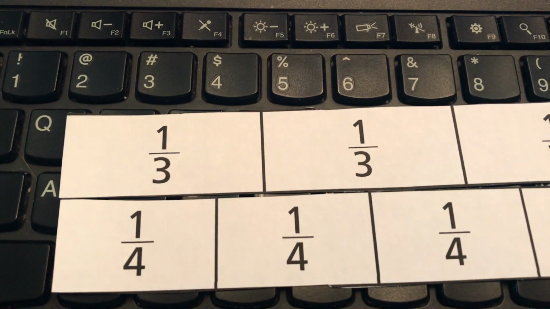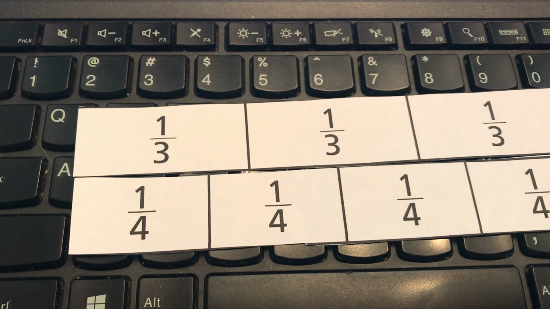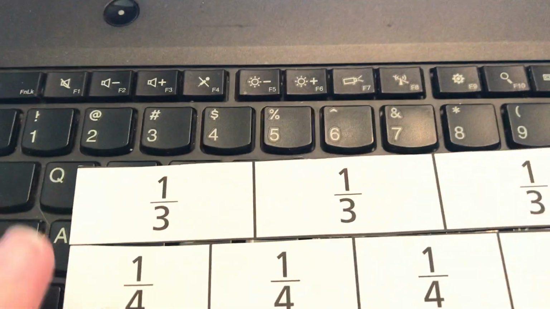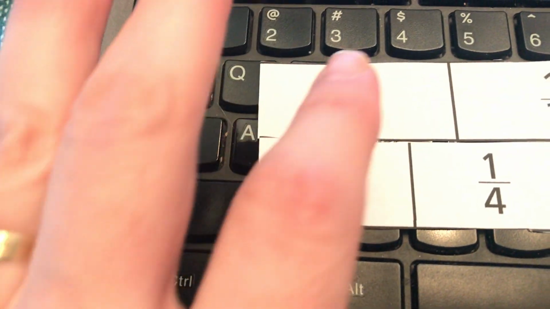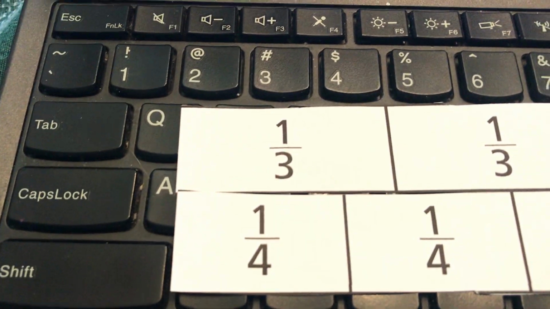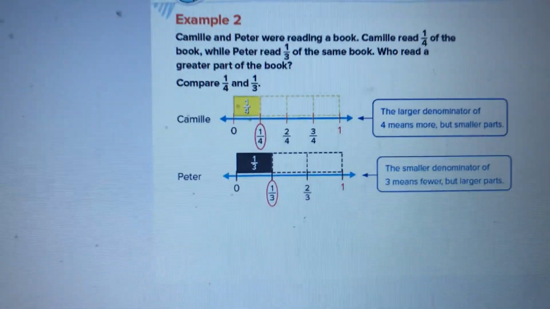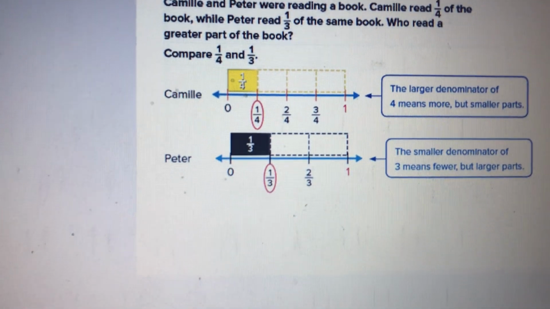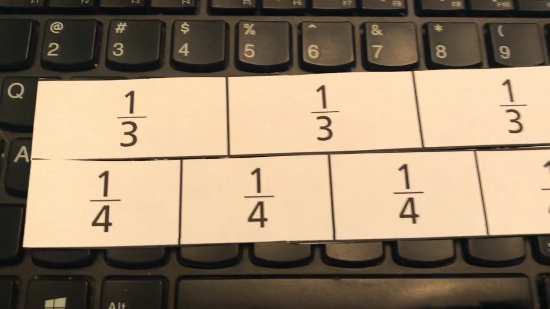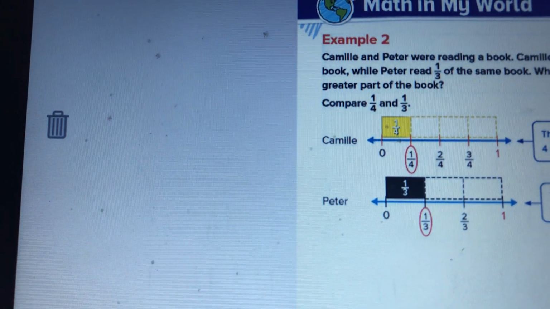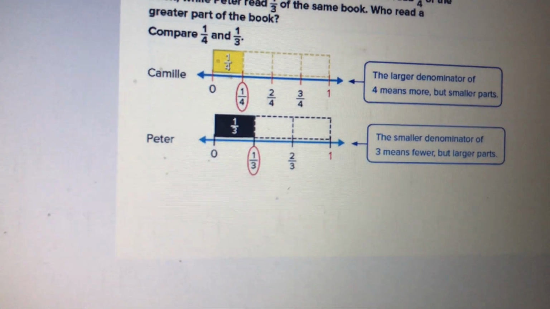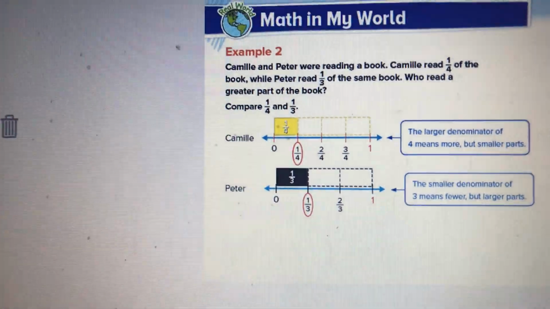Camille read 1/4, Peter read 1/3. Here is 1/4, here is 1/3, which is bigger? You can look on the number line, that'll help you too. It says the larger denominator of 4 means more, but usually smaller parts. When I look at the fourths, they're definitely broken up into smaller parts. The smaller denominator of 3 means fewer but larger parts. Okay, that sometimes is a little tricky for everyone.